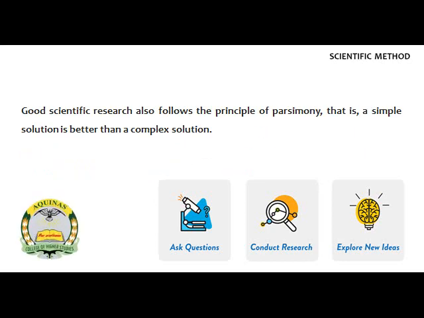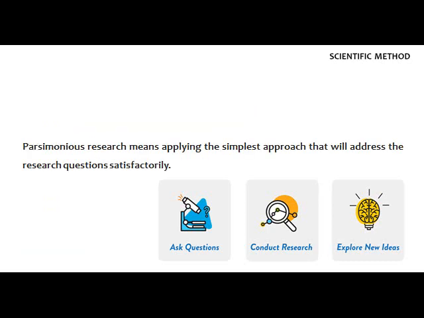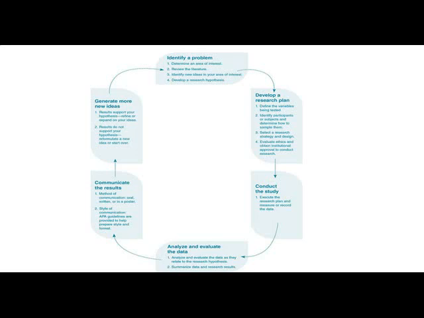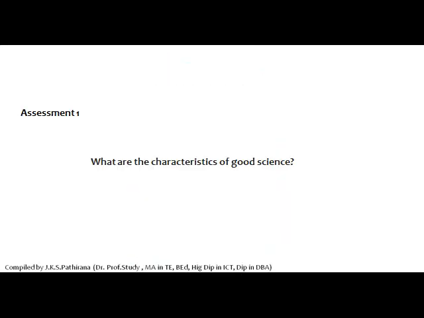Good scientific research also follows the principle of parsimony, that is, a simple solution is better than a complex solution. Parsimonious research means applying the simplest approach that will address the research questions satisfactorily. What are the characteristics of good science?